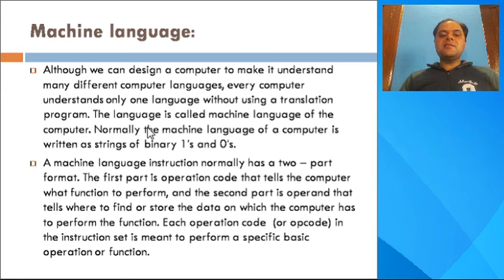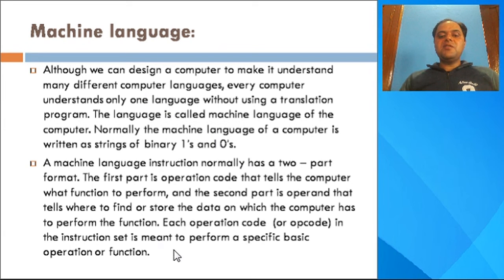Actually a computer has some registers, and every register is made up of some flip-flops. A flip-flop understands light on or light off. When the light is on, it is 1, and when the light is off, it is 0. So a computer can only understand ones and zeros. We use different languages, but the language which a computer understands without converting it into any other language is machine language, in the form of ones and zeros.